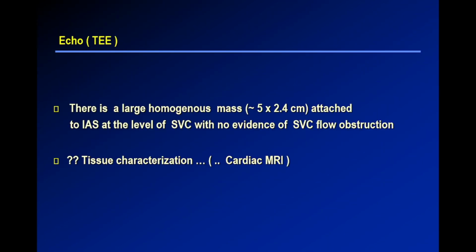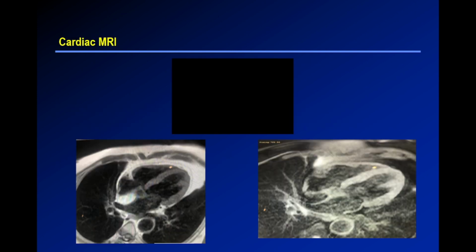So our transesophageal echo report: there is a large homogeneous mass attached to the interatrial septum at the level of the SVC, with no evidence of hemodynamic effect. So the next step, we have to determine the tissue characterization of this mass. As you know, we proceed with cardiac MRI.